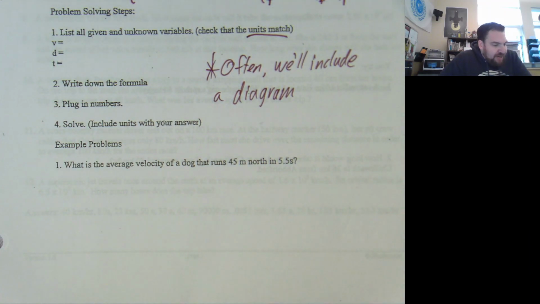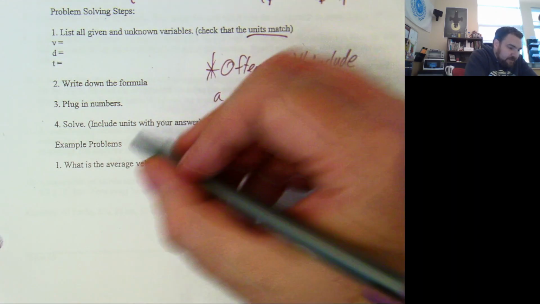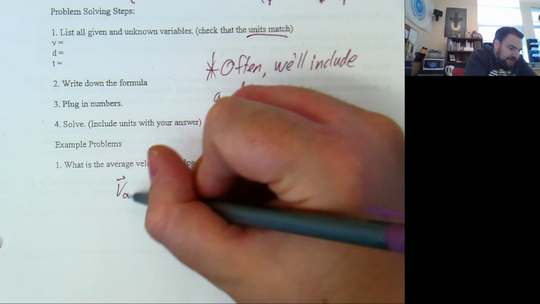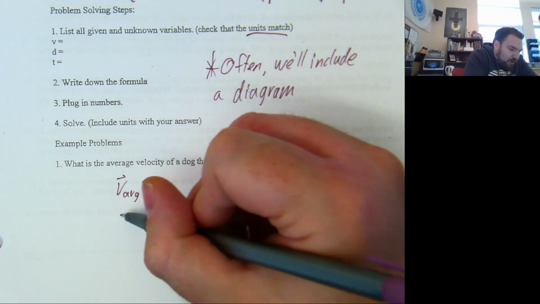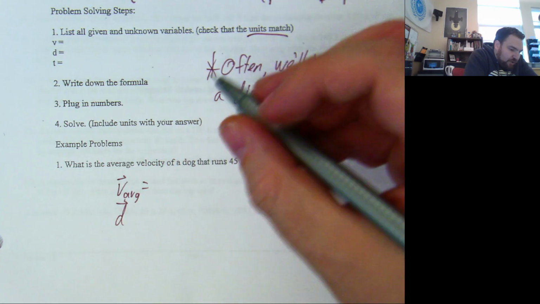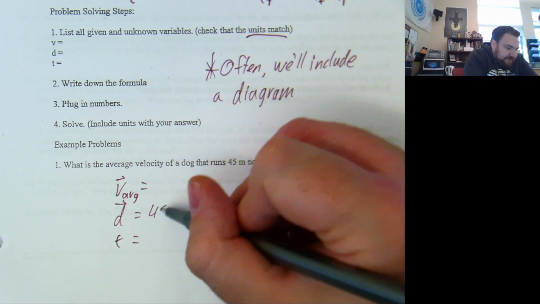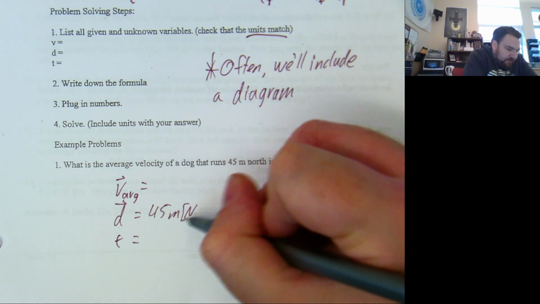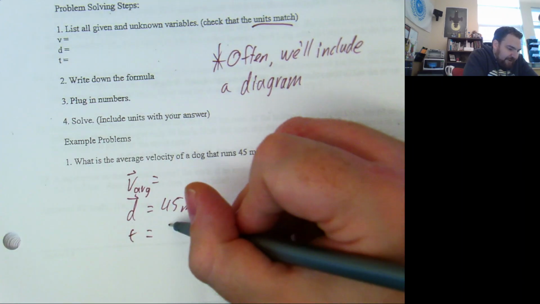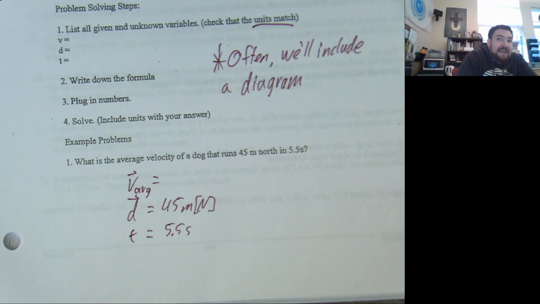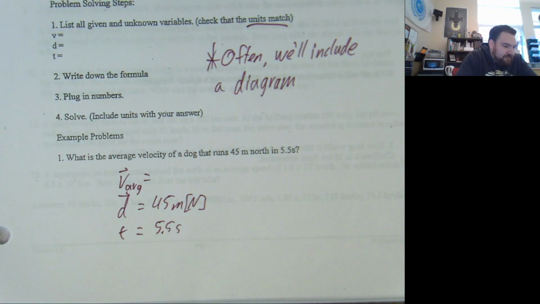If I wanted the average velocity of a dog that runs 45 meters north in 5.5 seconds, I don't need a diagram for this one. You've got one object running in one direction for one length of time. So if I want to find the average velocity, I'm looking for average velocity. I know displacement, and we know time. Displacement is 45 meters north. Time is 5.5 seconds. It's the same kind of stuff that I just had you do on the previous page.